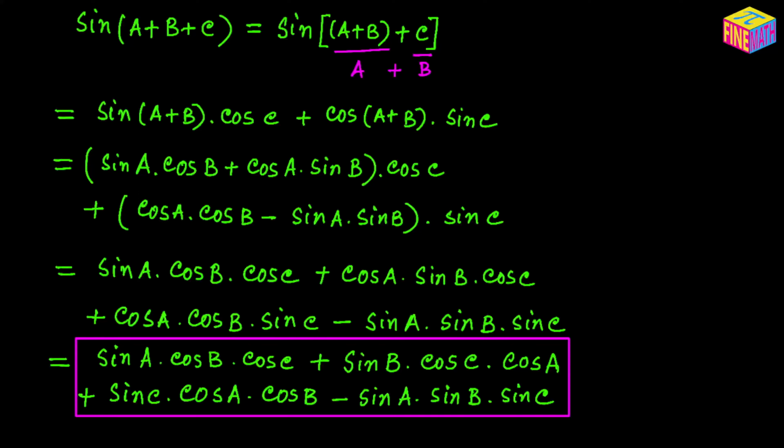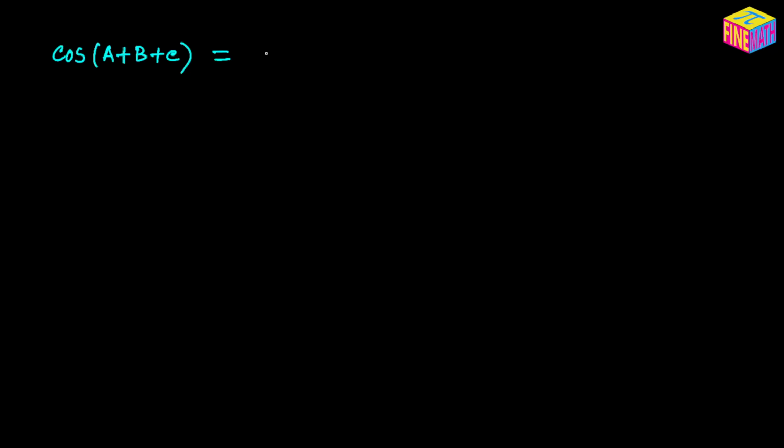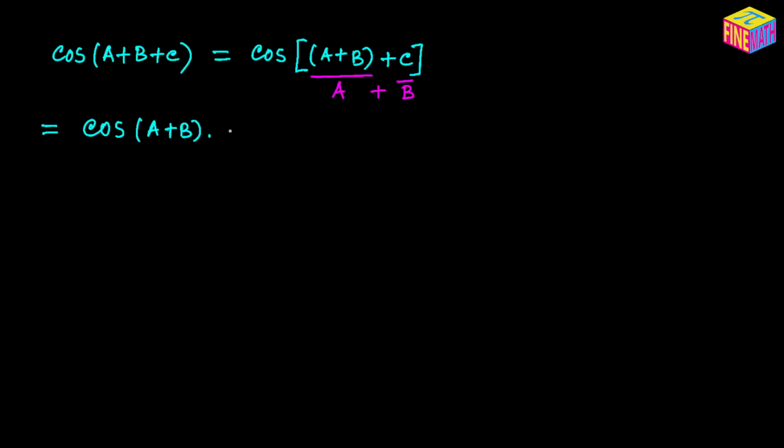And similarly let's calculate the value of cosine of a plus b plus c. We are going to write it as cosine of (a plus b) plus c, and now again we can assume this to be our a and this to be b, so now it is looking like cosine of a plus b. So we are going to use the cosine of a plus b formula, and using that formula we can write it as cosine of a plus b times cosine of c minus sine of a plus b times sine of c.